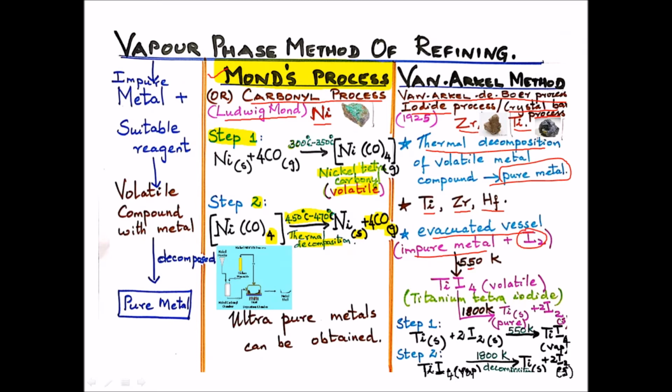at 550 Kelvin. Titanium tetraiodide, TiI4, which is volatile in nature, is formed. This volatile compound, on heating to a higher temperature of 1800 Kelvin, decomposes into pure metallic titanium in the solid state and iodine, which is also found in the solid state. Let us write down the steps taking place in this reaction.